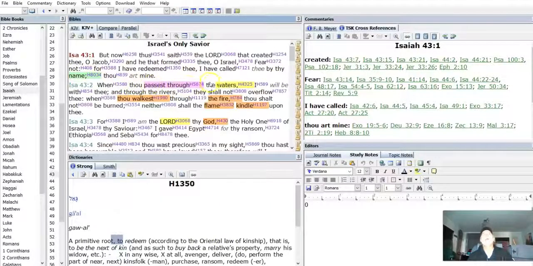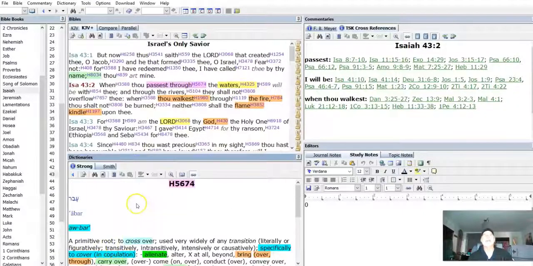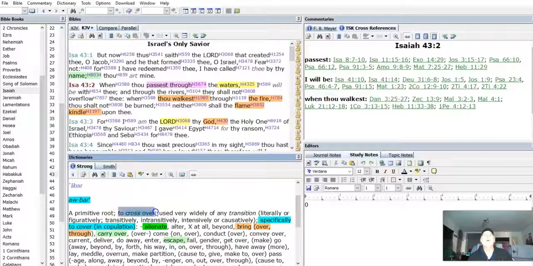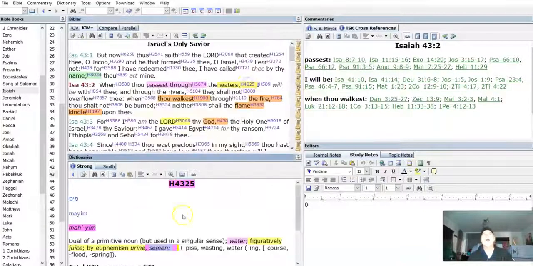Look, "when thou passest through the waters, I will be with thee." Look at what it means. Look at the word abar. "When thou passest through," look at the number, 5674. It means to cross over, and it means specifically to cover in copulation. That's sperm and egg coming together, guys, to alienate. So when you cross over specifically in copulation and they're alienated through the semen, the waters, "I will be with thee."